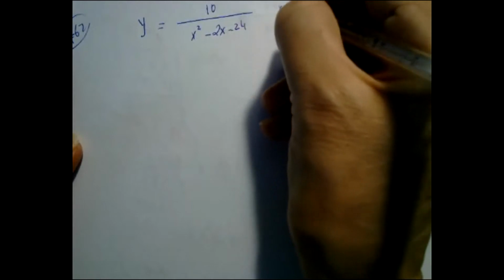So 67 is always bringing us back up to the idea of the area of the region. So we should never forget that. So the question is, find the area of the region which is bounded by the following curve, y equals 10 over x squared minus 2x minus 24, for x between minus 2. So it's bounded by this curve, the lines x equals minus 2, and the x-axis.